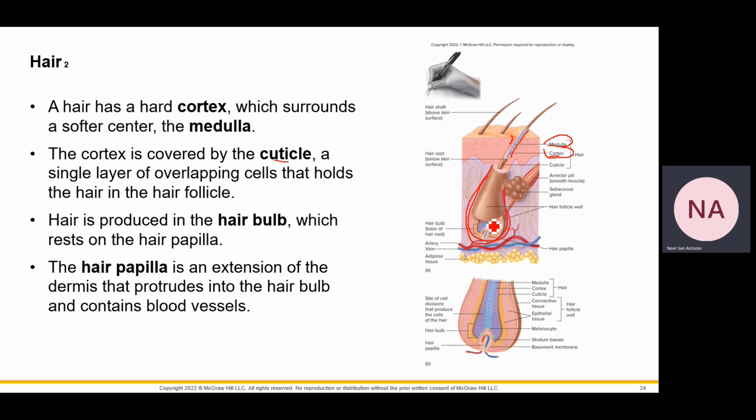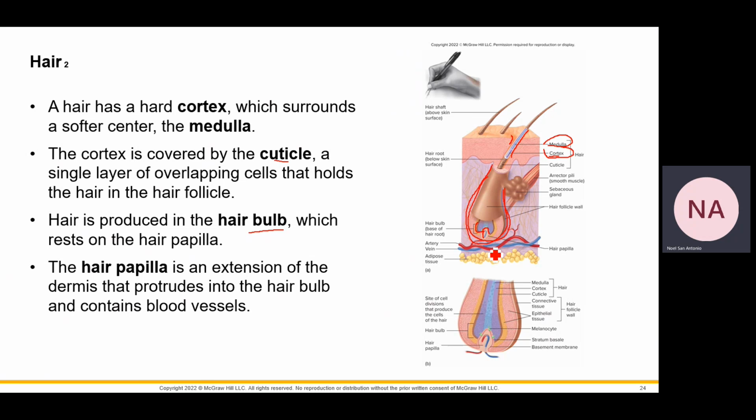Now, in terms of hair production, kaya nga tumutubo ang buhok natin, humahaba siya, because it is continuously produced. The question is where? It is continuously produced in the hair bulb. Ito yung sinasabi nating hair bulb. Ayan. And the hair bulb rests on the hair papilla. And this is your hair papilla. It is an extension of the dermis.